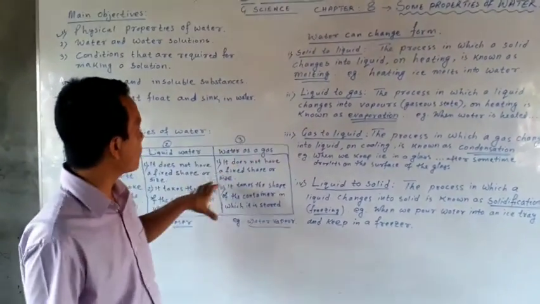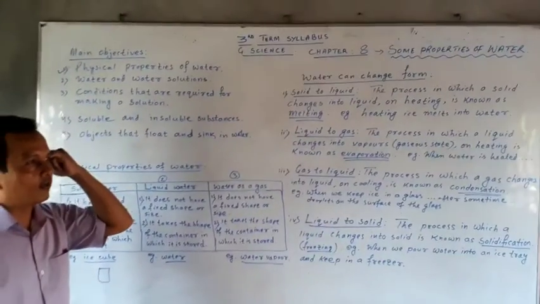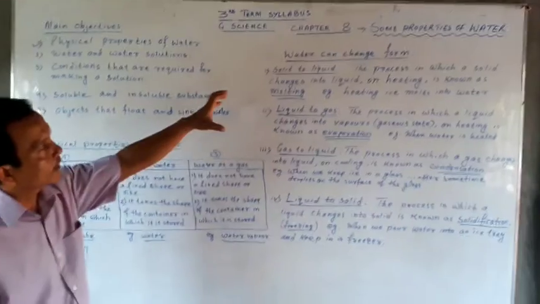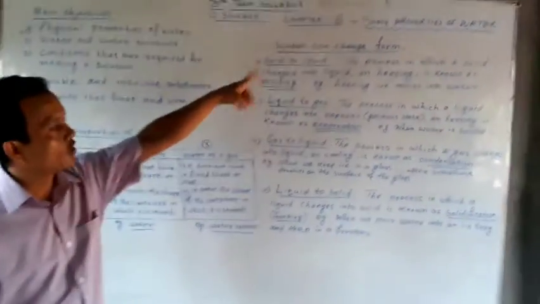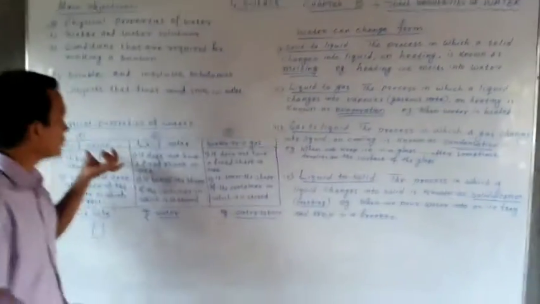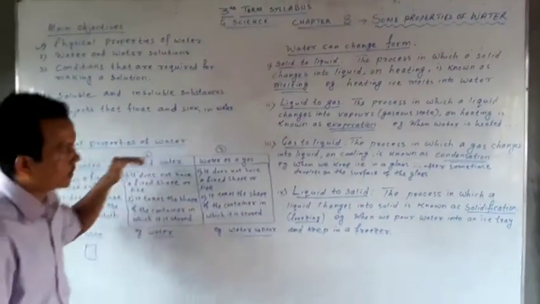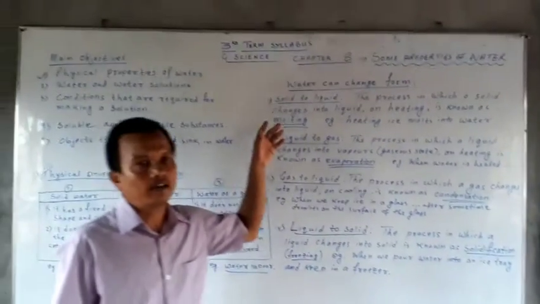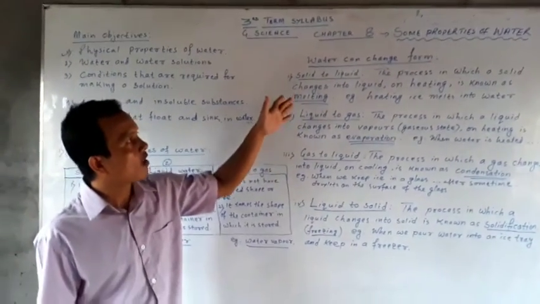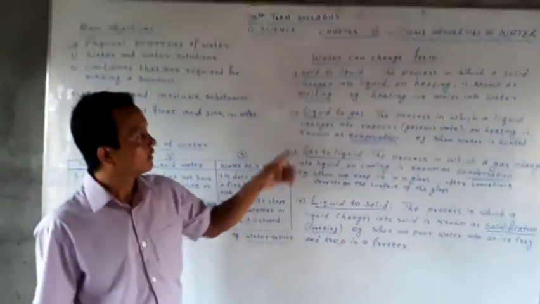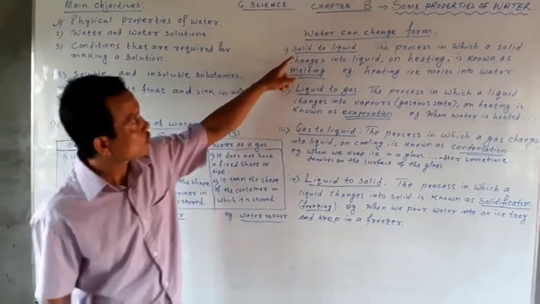Okay, right. Now, from these physical properties of water, there are a few more important things that can be discussed. That is, water can change form. We already know the major parts: solid, liquid, and gas form. Water can take three different shapes. Apart from that, there are a few more things that take place in water: how it changes form. Let us discuss one by one. Solid to liquid.